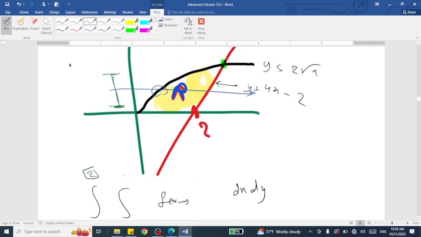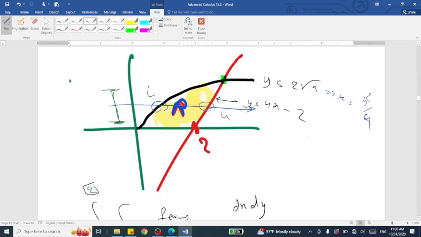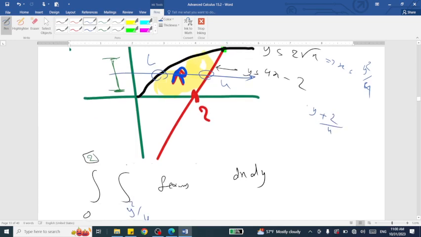x is equal to what? For the lower one and for the upper one. Am I right? Here y square over 4 is the upper, x plus y plus 2 over 4.